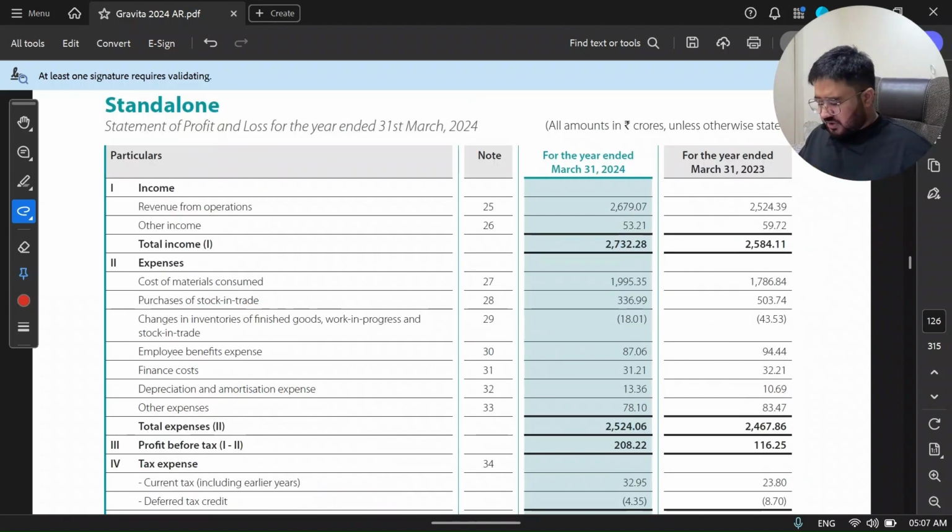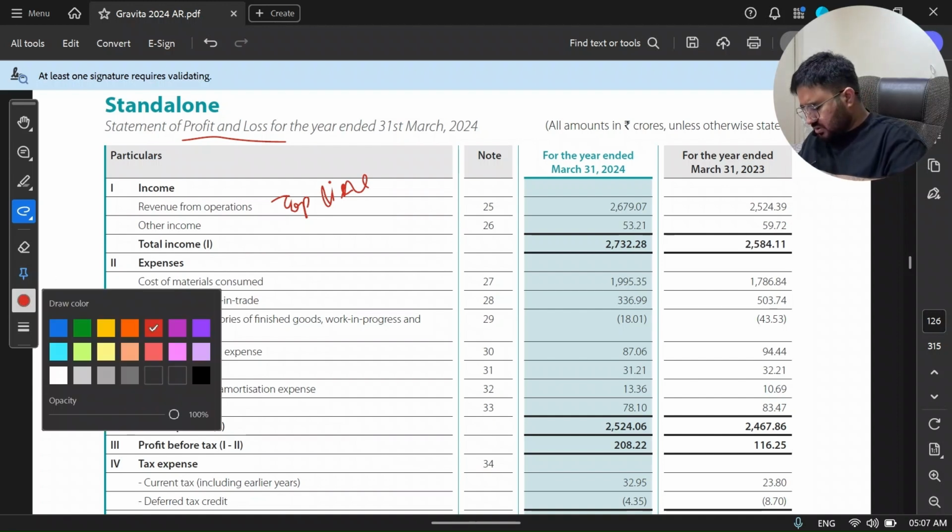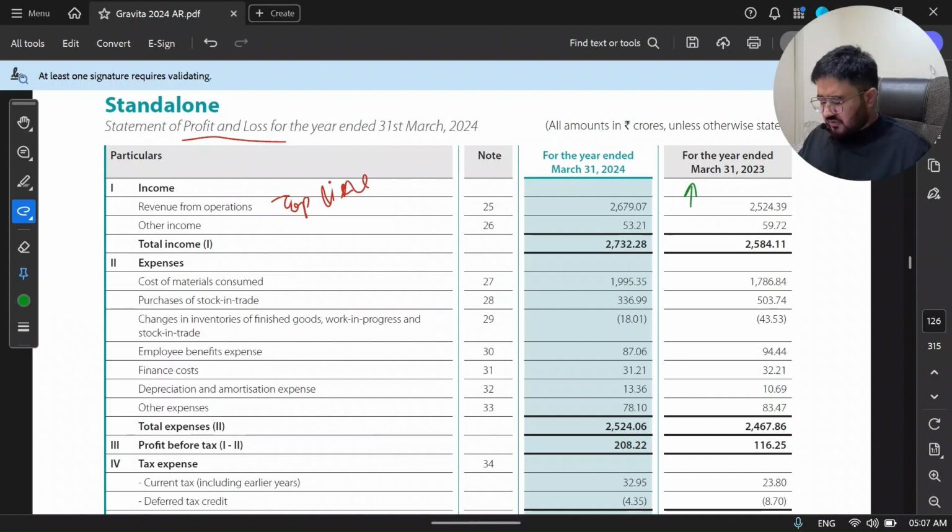Now we are over here in the standalone profit and loss statement. So revenue from operations, this is also known as the top line. Revenue from operations should always increase, which is a good sign. This is increasing. Revenue means sales. Sales should increase. Okay, sales is increasing. Proportionately, expenses also increase, which is okay.